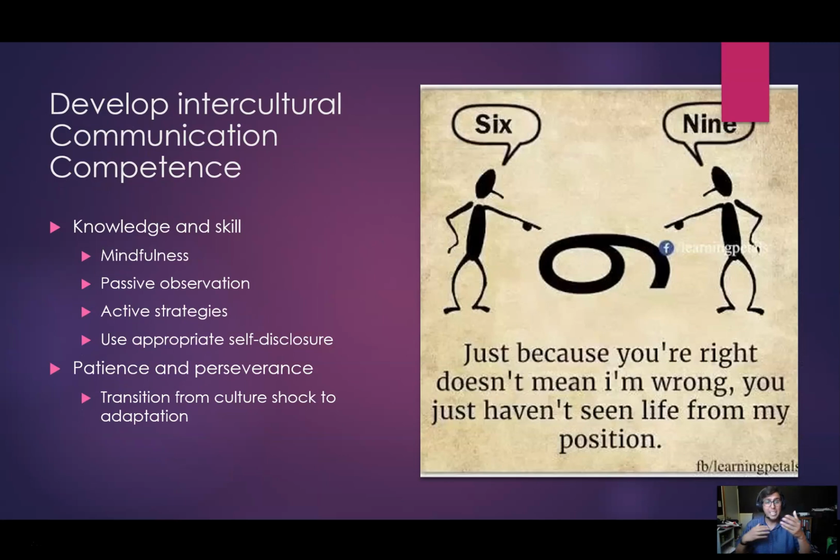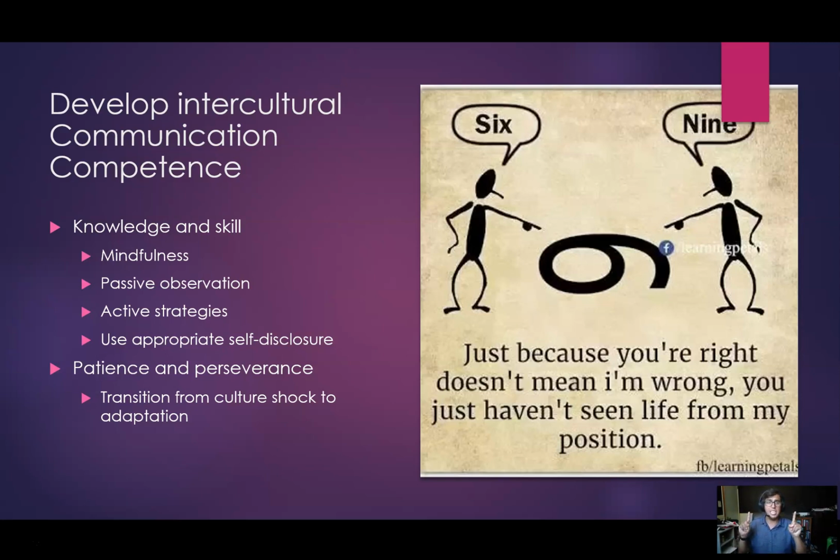So we also want to develop our knowledge and skills. Be mindful. Engage in passive observation. Look to see how can I better understand them. Active strategies can include engaging with them and using appropriate self-disclosure. Disclosing some things, some challenges that you have, can be useful. And patience and perseverance is key. There is always going to be a transition of culture shock. But by pushing through it, we can eventually adapt and be successful.